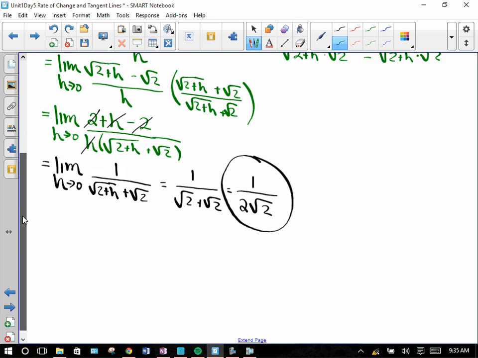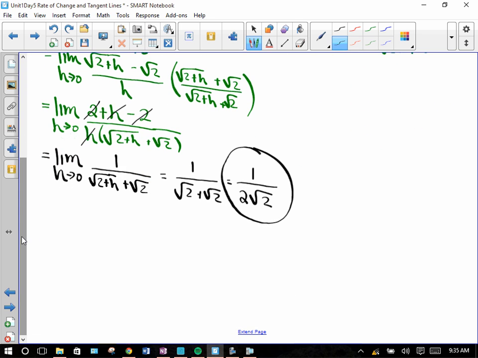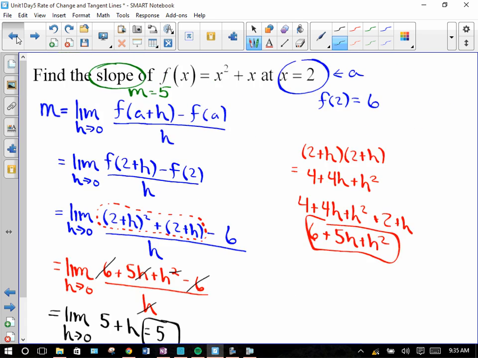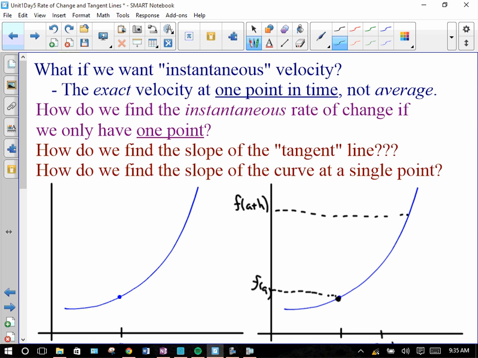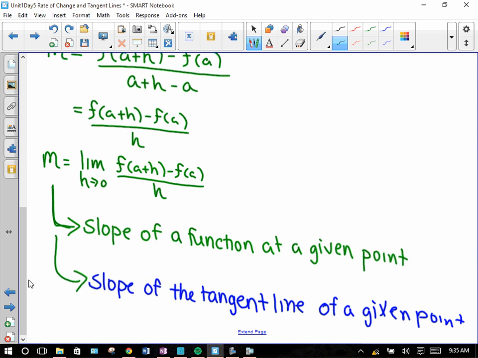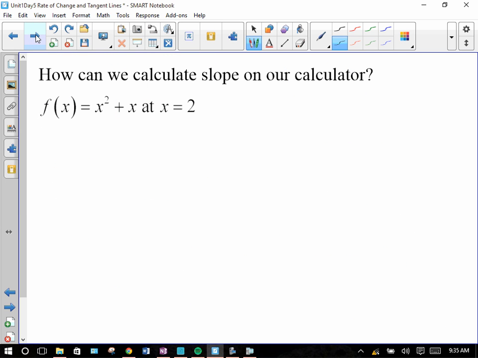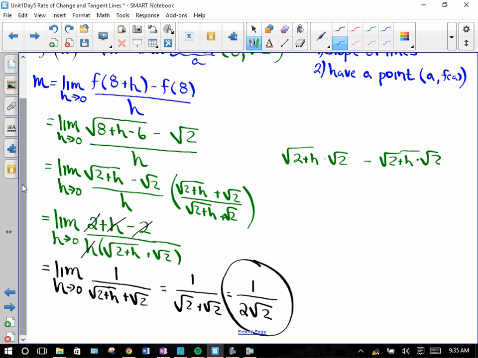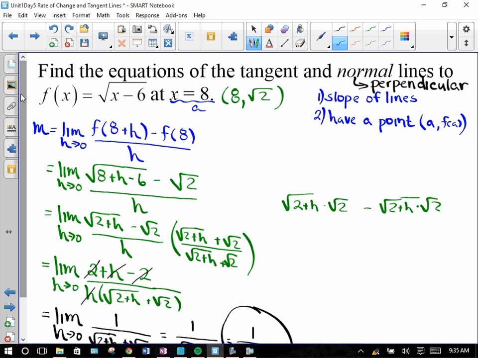Now, if we go back and think about what I said, that this slope is equal to the slope of a function at a given point, it's also the slope of the tangent line at a given point. So, this slope we just found is the slope at the point x equals 8. It is also the slope of the tangent line. So, we now know the slope of the tangent line, and we have a point, which is right here.